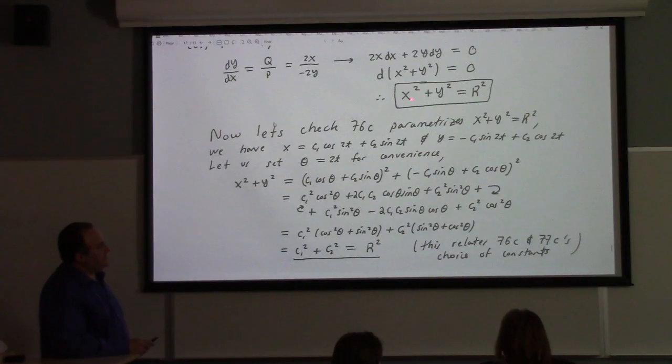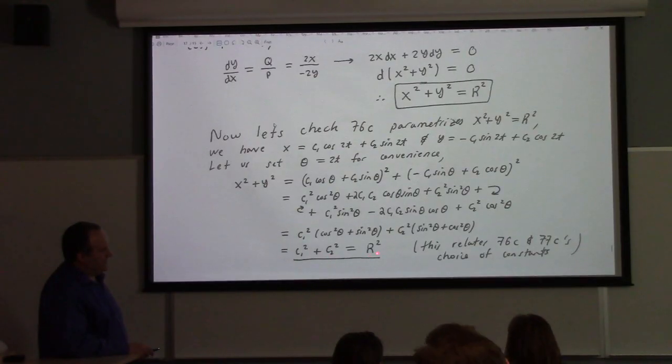And the relation between the r, which of course is the radius of the circle, and the constants is that the constant squared plus the constant squared is equal to r squared.